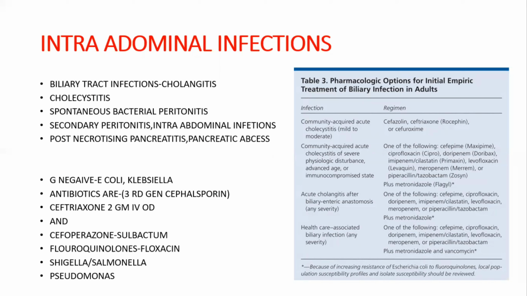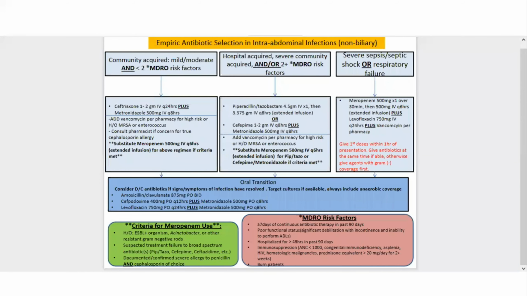Acute cholangitis after a biliary enteric anastomosis, again cefepime and meropenem, and healthcare associated biliary infection, cefepime, ciprofloxacin plus metronidazole and vancomycin. So anaerobic coverage is metronidazole and vancomycin. Intra-abdominal infections are commonly caused by gram-negative bacilli. Gram-negatives include E. coli, Klebsiella, and effective antibiotics are third-generation cephalosporins, ceftriaxone 2 gram IV OD, and cefoperazone and sulbactam, and fluoroquinolones and ofloxacin. Shigella, Salmonella and Pseudomonas are other gram-negative infections causing intra-abdominal infections.